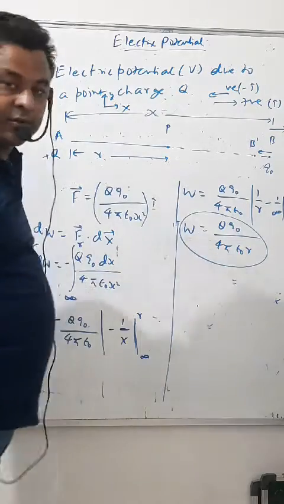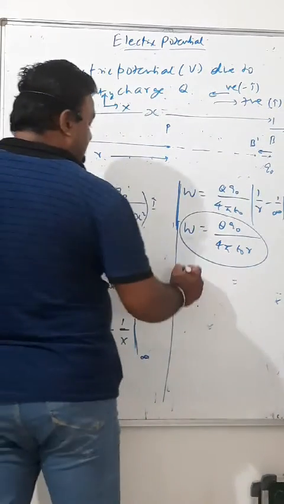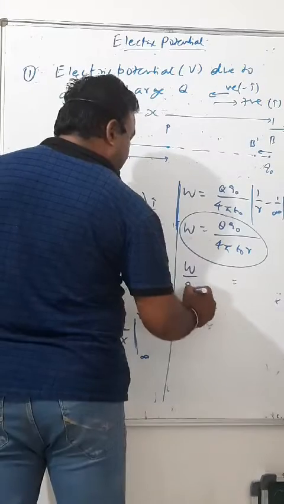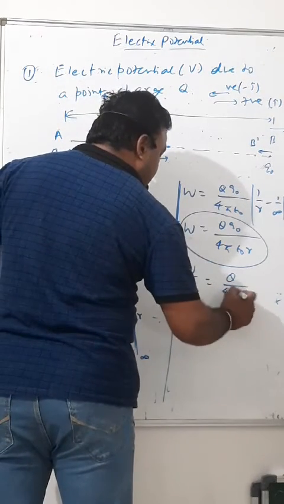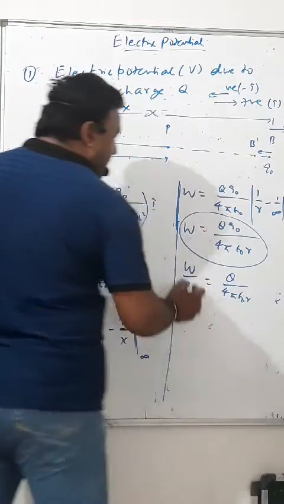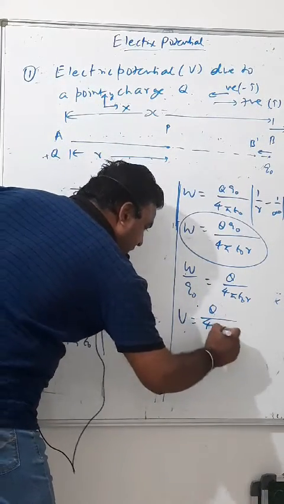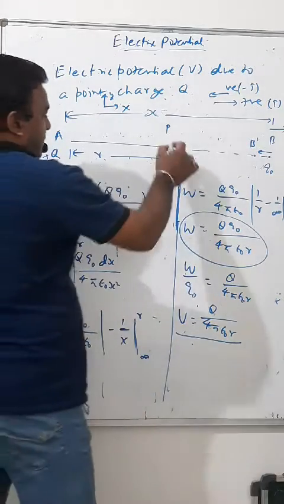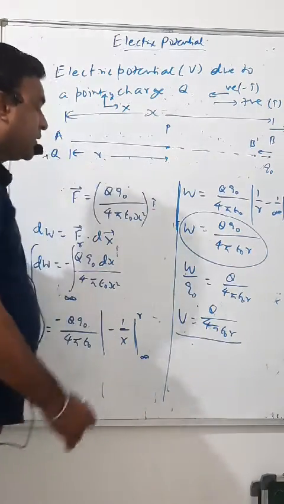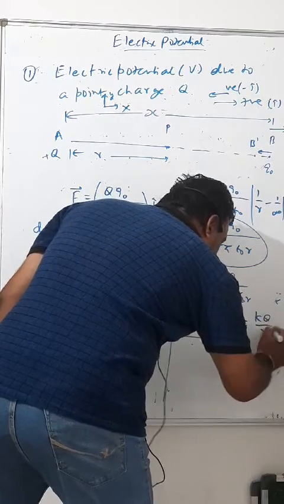As per the definition, the work done per unit charge, W by Q naught, is Q by 4 pi epsilon naught r. This is called the potential. Q upon 4 pi epsilon naught r is the potential at this point P. In plain words, we write K Q by r.